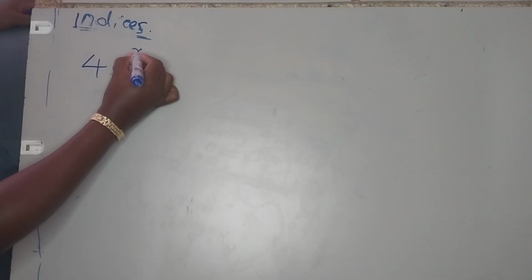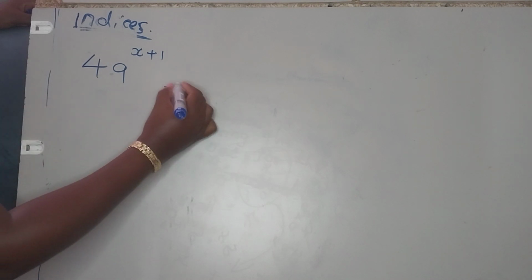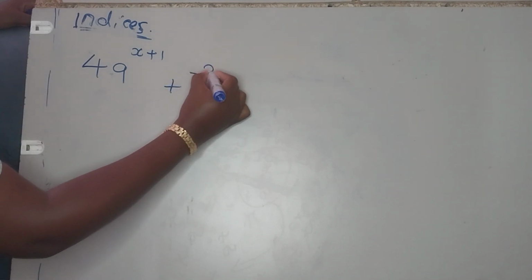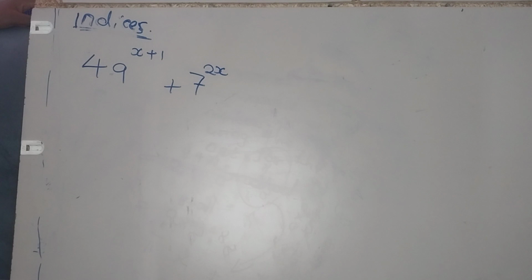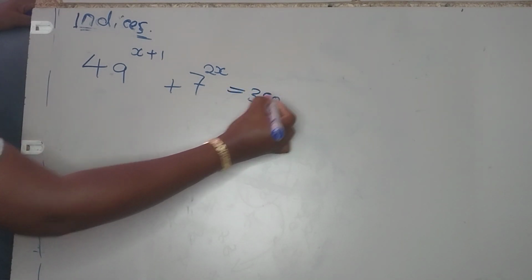Question 1. It is a question from the year 1995, and it was even worth 4 marks. It says 49 raised to power x plus 1 plus 7 to power 2x gives us 350.